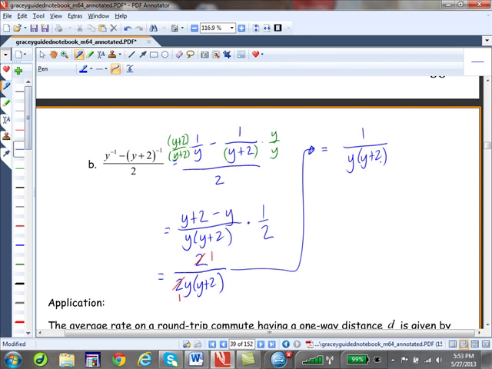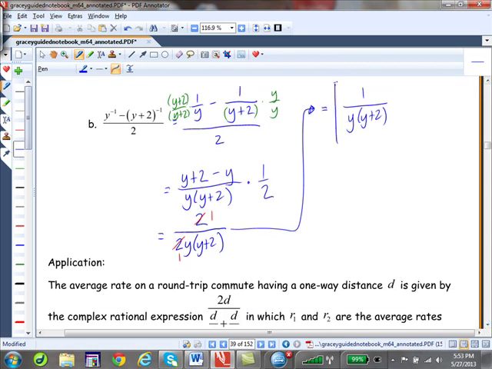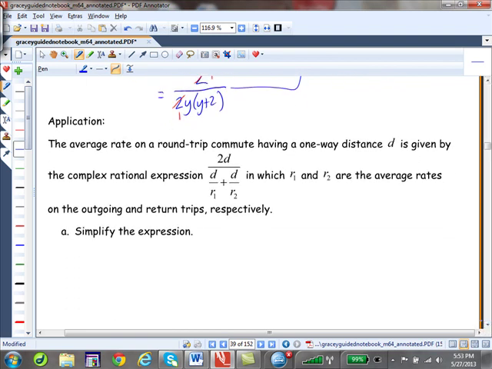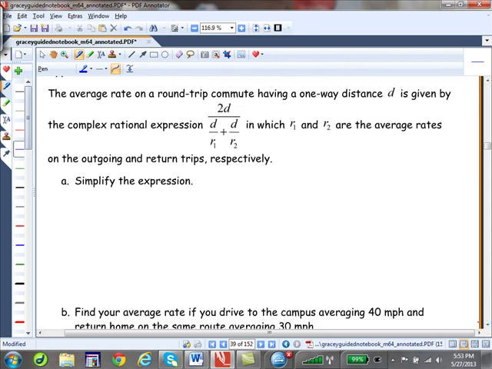Next up is our application. Oh, this is kind of interesting. The average rate on a round-trip commute having a one-way distance d is given by the complex rational expression 2 times d divided by the quantity d over r1 plus d over r2, where r1 and r2 are the average rates on the outgoing and return trips respectively. So let's go ahead and simplify this: 2d over d over r1 plus d over r2. Since I did the last example using the first method, I'll use the second method for this one.